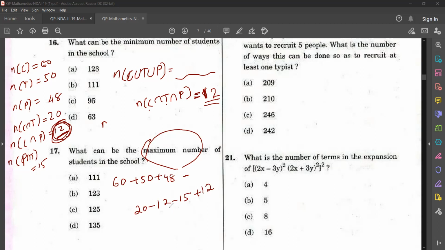Understood? So maximum number of students means from the individual intersections you take the minimum value and add that in the equation. This is our original equation from the previous question: n of C plus n of T plus n of P minus the individual intersections, then plus the total intersection, which should be taken as the minimum of these three intersections. Once you solve this, you get the answer as 123. Option B.